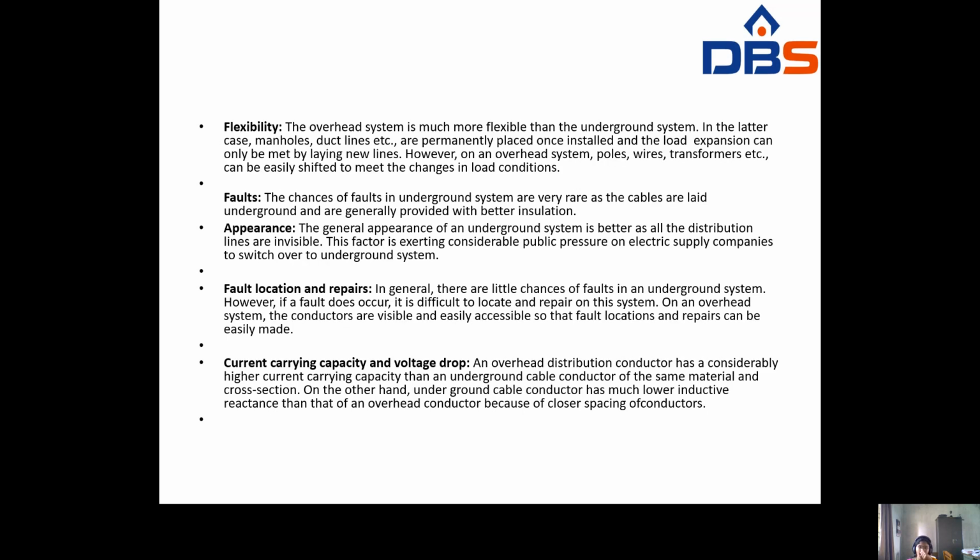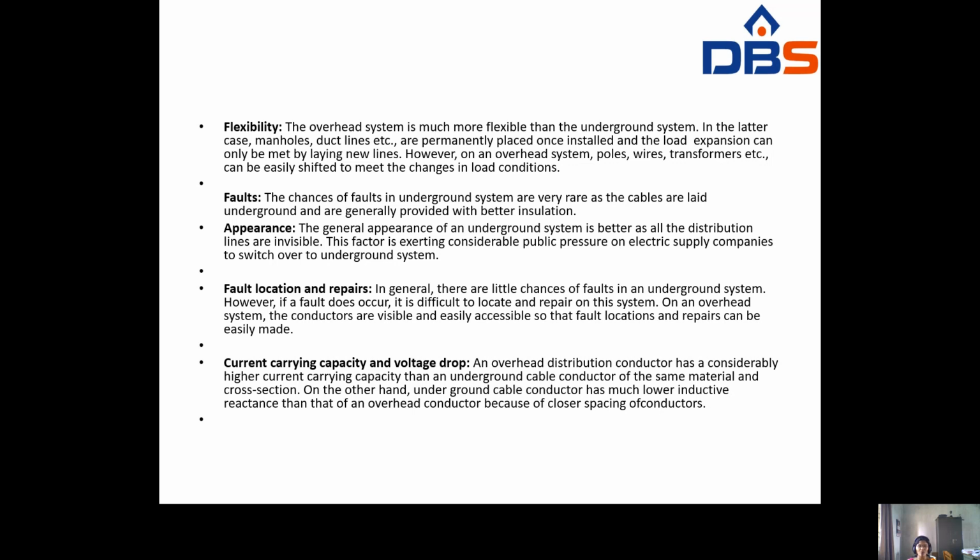So next we have to see the flexibility. Whenever you consider flexibility, the overhead system is much more flexible than the underground system. Whenever you compare both the overhead system and the underground system, the overhead system is much more flexible than the underground system.